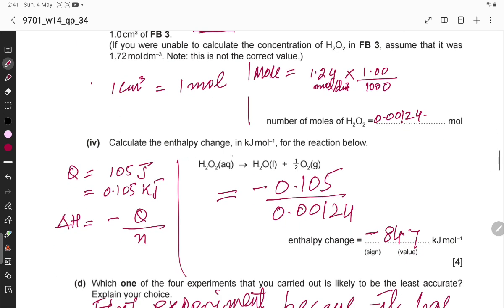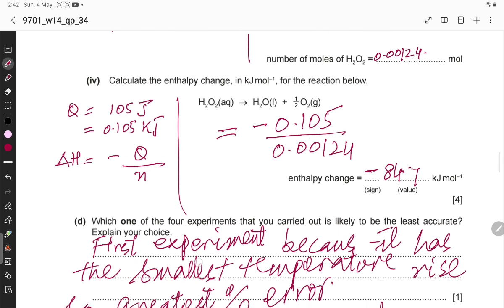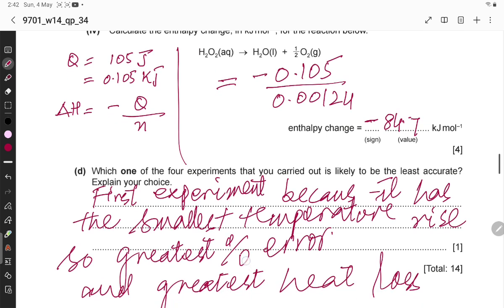Calculate the enthalpy change in kilojoule per mole for the reaction. Q is equal to 105 joules, so it is equal to 0.105 kilojoules, used in the enthalpy change equation. Delta H is equal to minus Q over n, so Q is 0.105 divided by the moles, 0.00124. The answer is 84.7 kilojoule per mole.